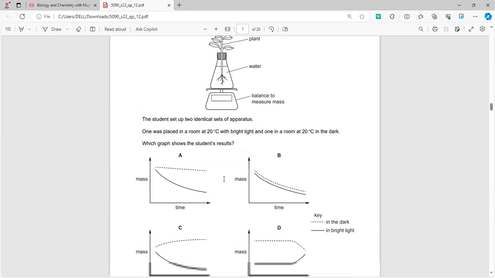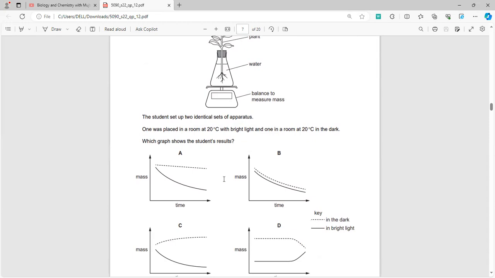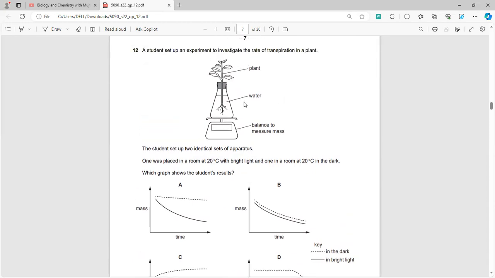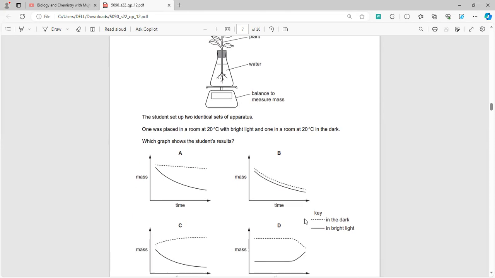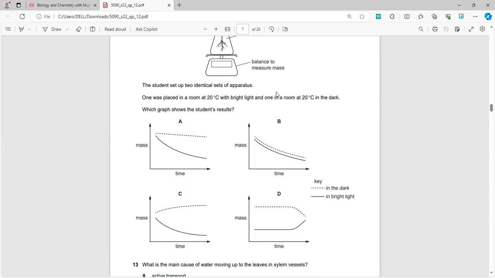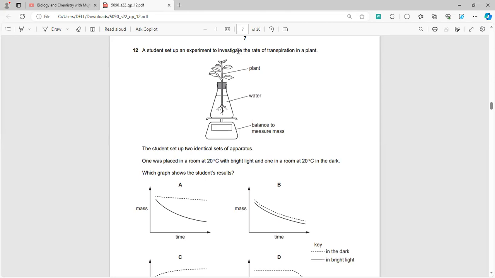Now on question number 12, you can see they say that there are two experiments and one is placed in a room with light, whereas the other is placed in the dark. So obviously the plant which is placed in light will be able to carry out photosynthesis, while the one in the dark will not be able to carry out photosynthesis. And consequently the rate of transpiration will be greater in the plant which is carrying out photosynthesis in comparison to the other one.